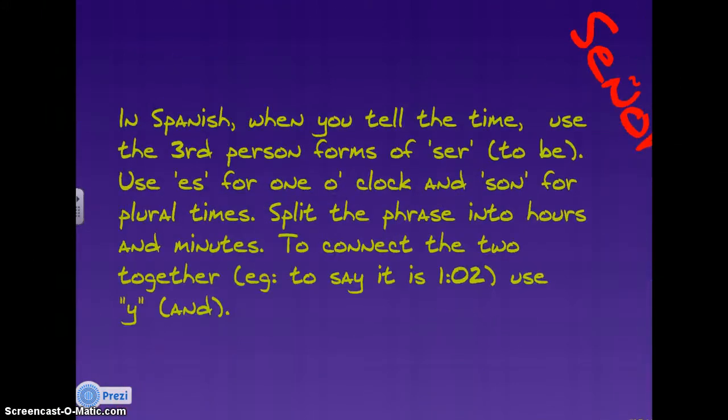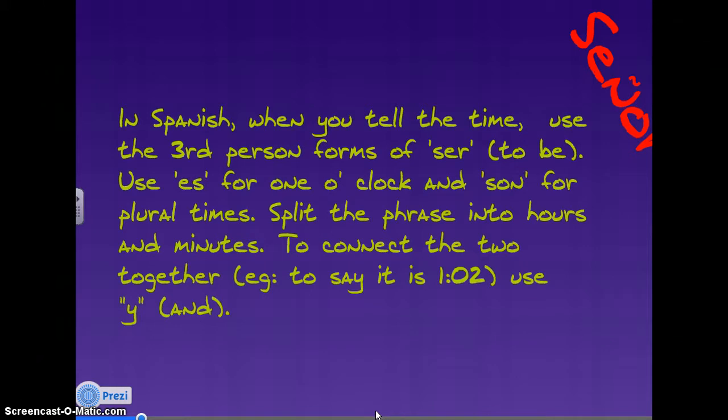In Spanish, when you tell the time, you're going to use the third person forms of the verb ser, which means to be. So es for 1 o'clock, and son for plural times. For 1 o'clock, you're going to use es. For everything else, you use son because it's more than one. Es is the singular, son is the plural.